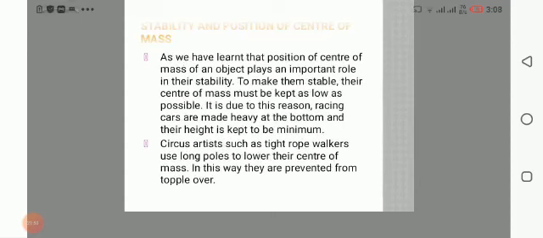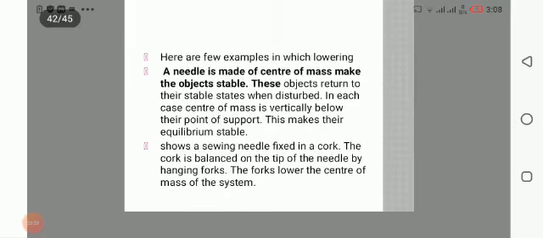Stability and position of center of mass. As we have learned, the position of the center of mass of an object plays an important role in its stability. To make them stable, their center of mass must be kept as low as possible. It is due to this reason that racing cars are made heavy at the bottom and their height is kept to a minimum. Circus artists such as tightrope walkers use long poles to lower their center of mass. In this way, they are prevented from toppling.